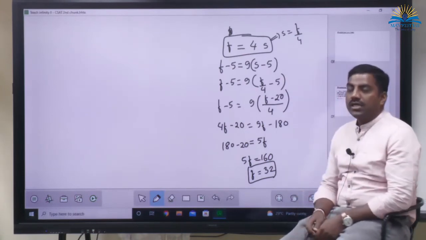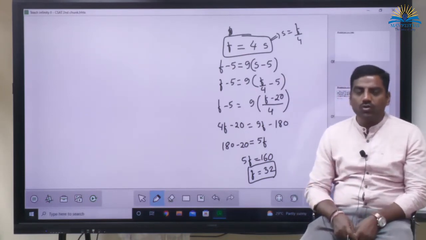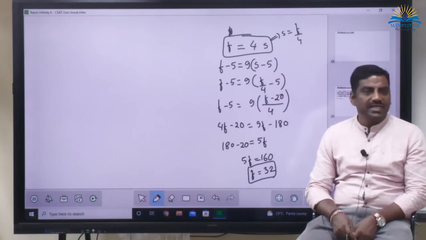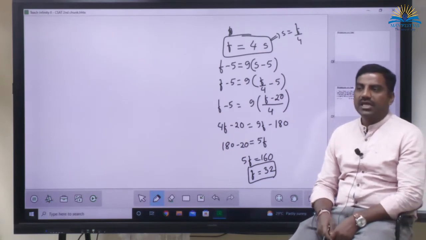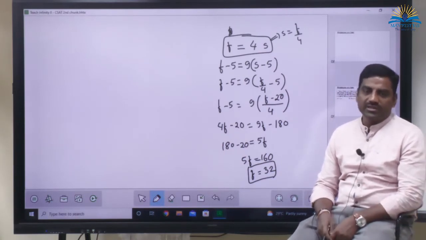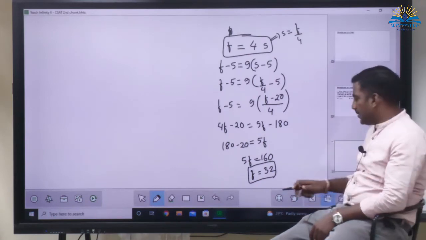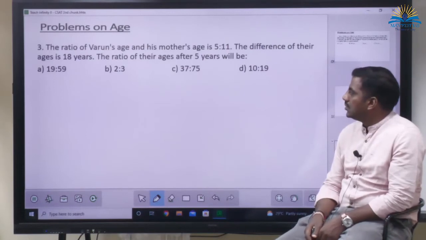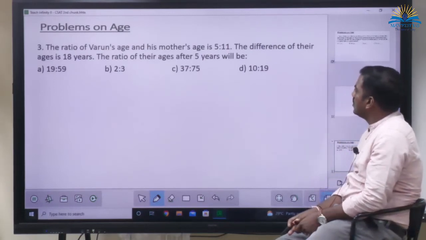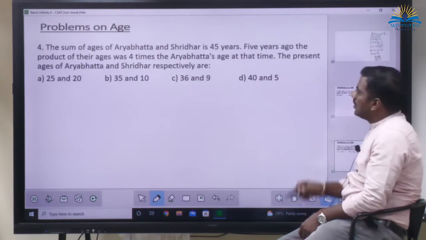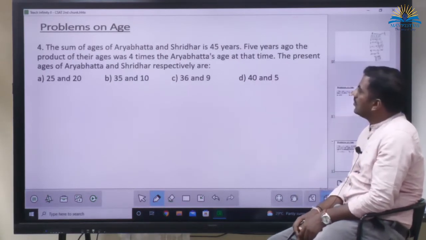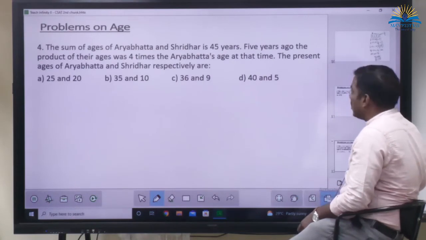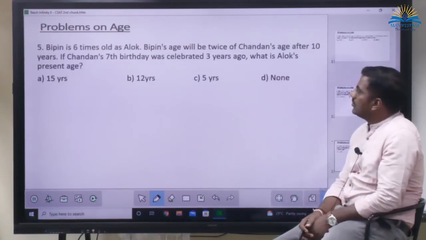Understood? So here actually we have to form the equations and get the answers. Sometimes it is an equation in one variable, sometimes equations in two variables. Next. I'll come to this again. Let's see. We'll come to this also later.